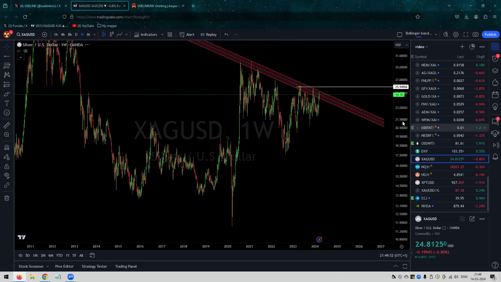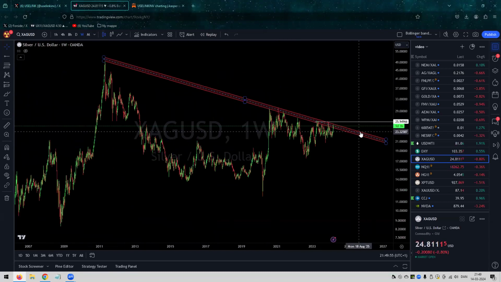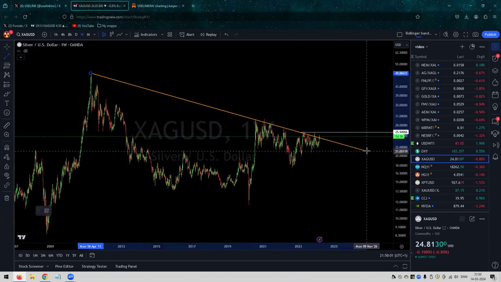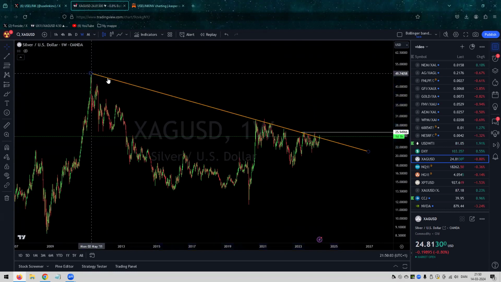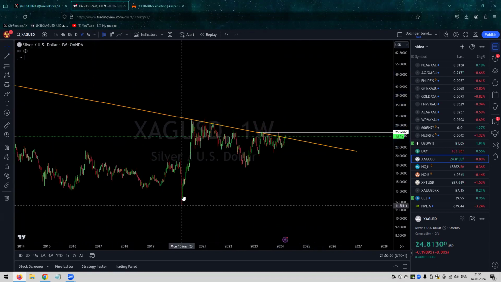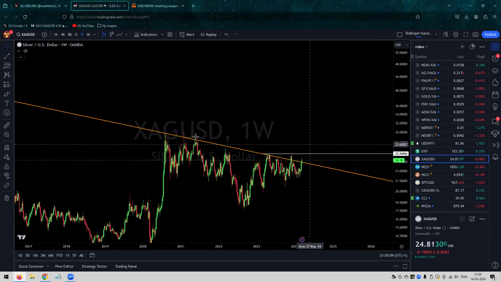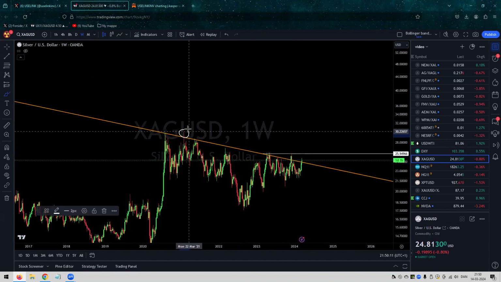Silver, I think you know what I'm about to show here on silver. I want to remove the band because I just want to have a one trend line chart. Boom, 2011 high. There it is. Then we have that massive surge out of the 2020 sideways action, and you can see we are actually just peaking above there. That's the silver squeeze.